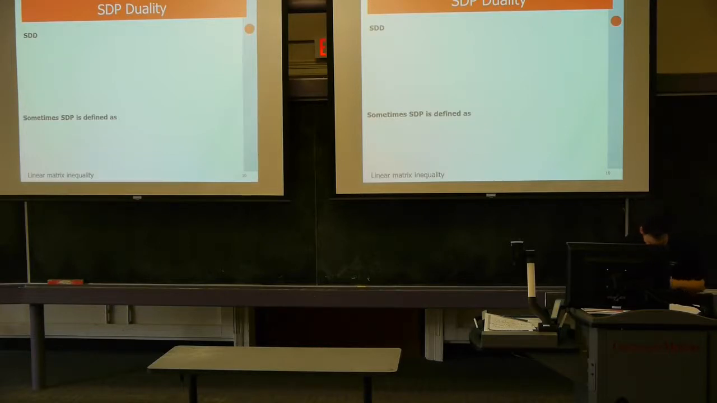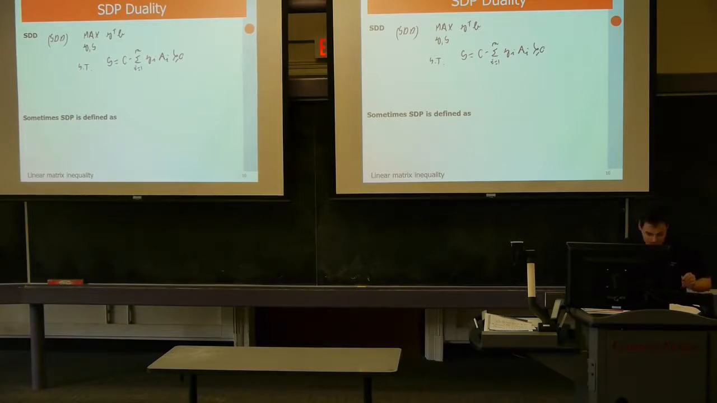Okay, so this is where we stopped last time, that the dual problem is defined like this. Max Y transpose B, we maximize this in Y and S subject to matrix S, which is C minus the sum of YI AI, this is PSD.